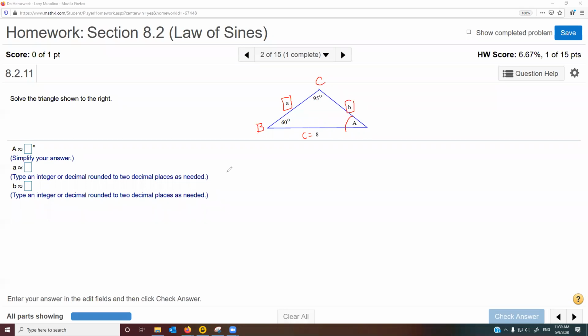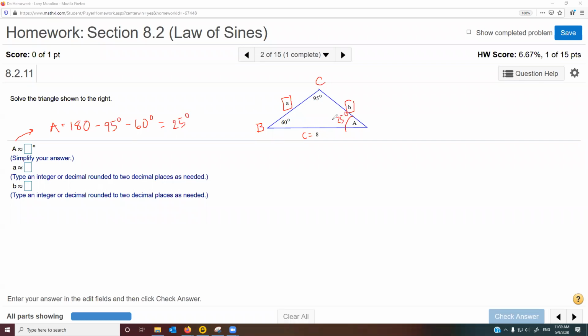Well, they want us to find the missing angle A. That's actually going to be straightforward, because we can make use of the fact that all 3 angles have to sum to 180 in a triangle. So angle A is going to be 180 minus 95 minus 60. If I work that out, angle A is 25 degrees.